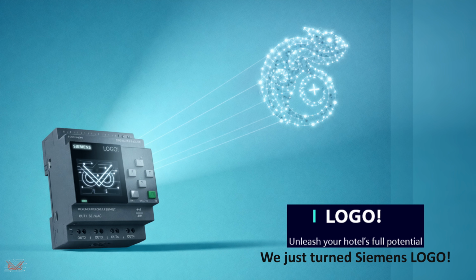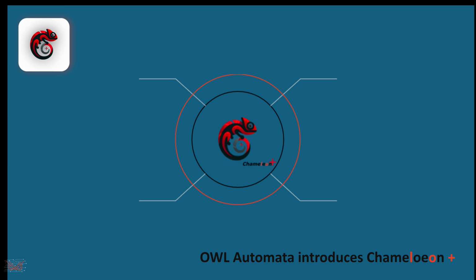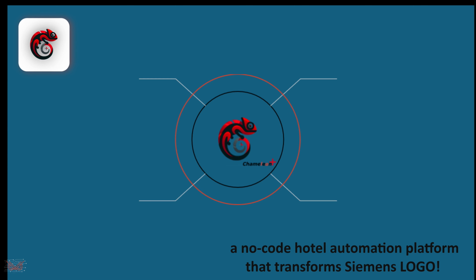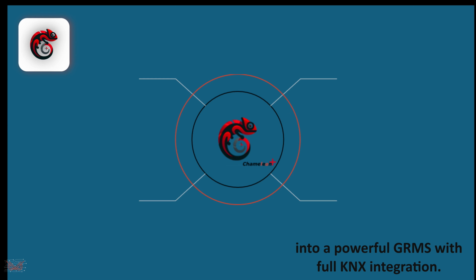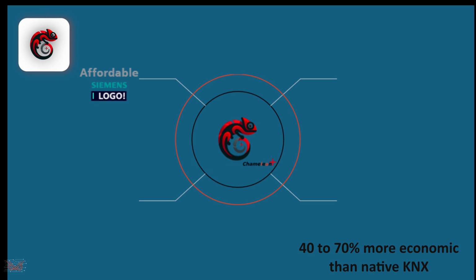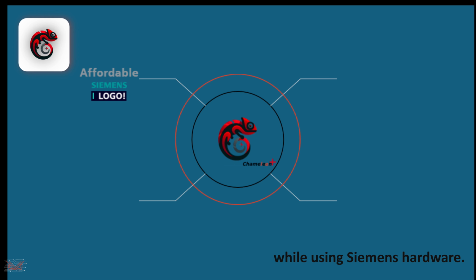We just turned Siemens LOGO into the ultimate hotel room controller. All Automata introduces Chameleon Plus, a no-code hotel automation platform that transforms Siemens LOGO into a powerful GRMS with full KNX integration. 40 to 70% more economic than native KNX, while using Siemens hardware.